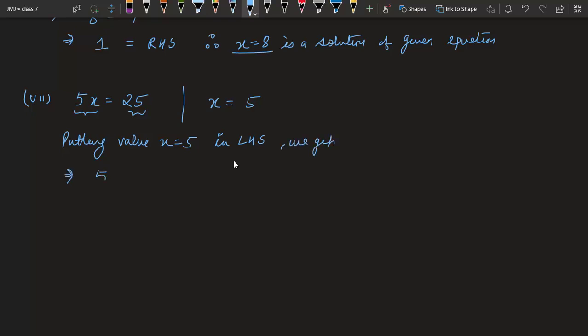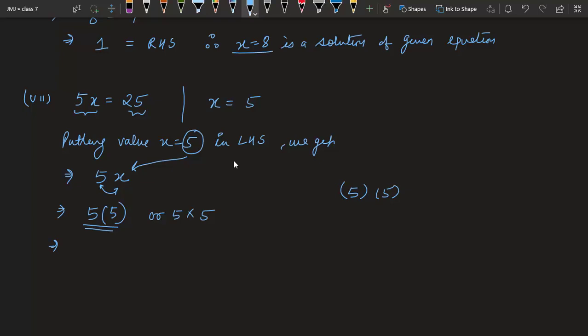First of all, the left side is 5x. You just have to replace x with the value that you are putting. So this value will come in this place, and you can see they both are getting multiplied. So you can write like this in bracket 5. If you write like this, that is also okay, because anything written like this also means that they are getting multiplied.